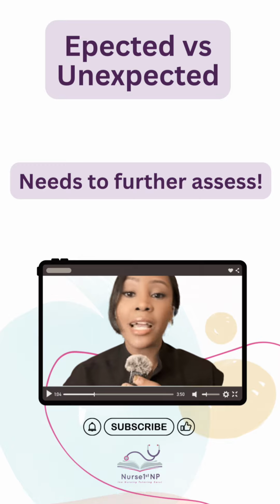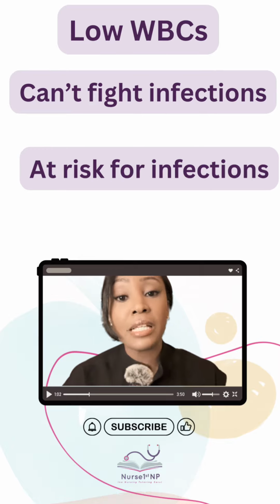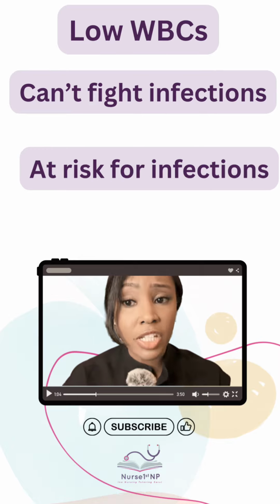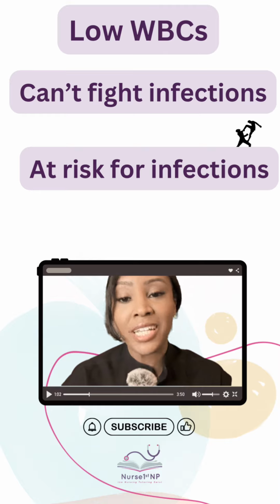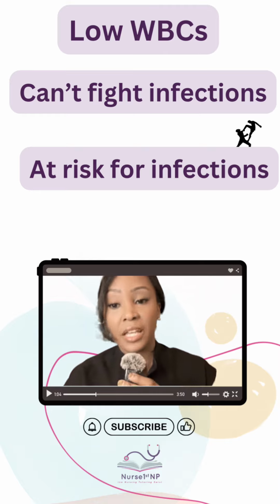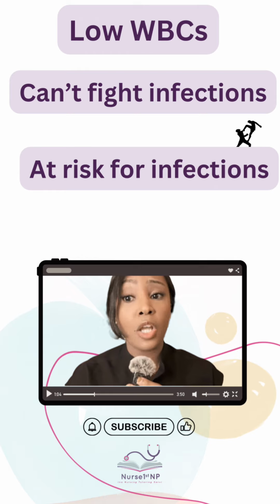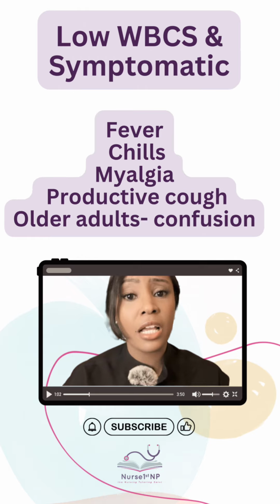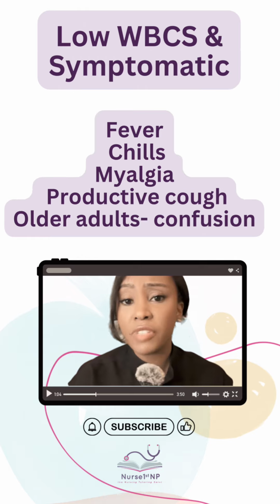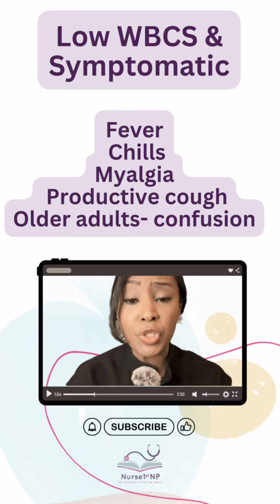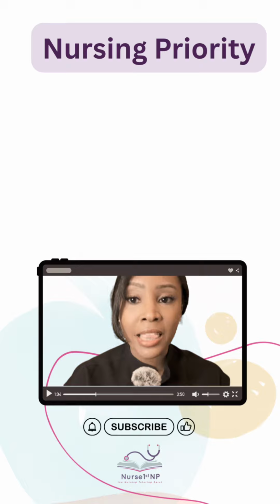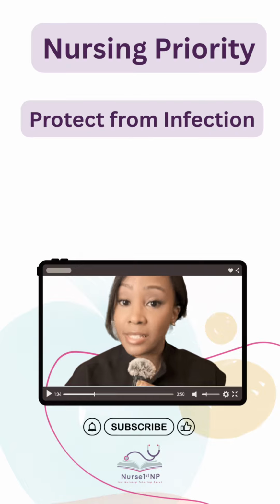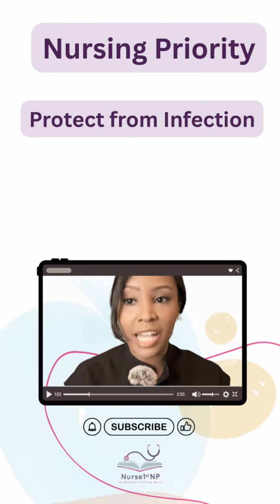So, your patient has low WBCs. That means that their body cannot fight off infections as well, and they are at increased risk for getting infections. So, even if your patient has low white blood cells and they're symptomatic, showing signs of infection, fever, chills, body aches, confusion in older adults, your nursing priority should be to protect them from infection by practicing safe hand hygiene.